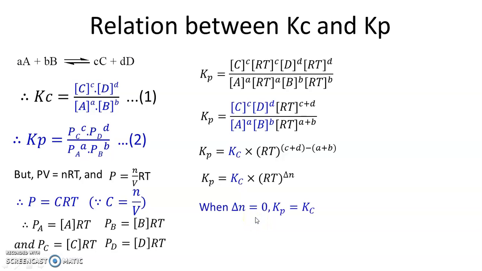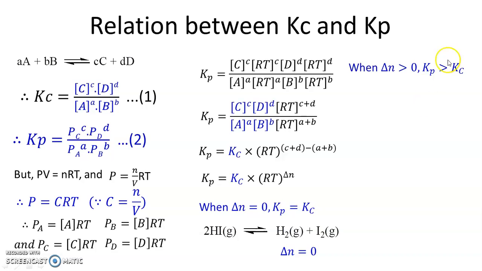Now there are three important conditions. When delta N is 0, then Kp is equal to Kc. If delta N is 0, this entire term will be 1, and therefore in that case Kp is equal to Kc. For example, consider this reaction: 2 moles of HI gas reversibly gives H2 gas plus I2 gas. Here 2 moles of products are formed from 2 moles of reactants, and therefore delta N is equal to 0, and for this reaction Kp is equal to Kc.